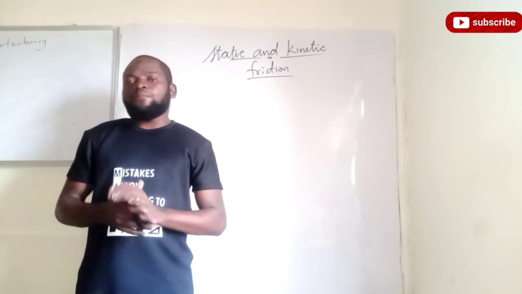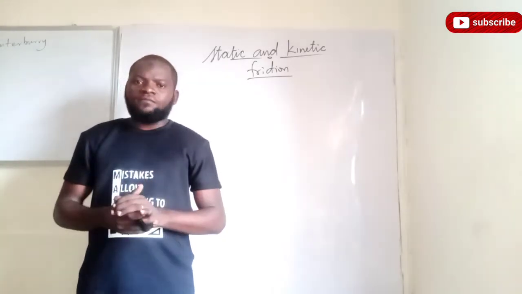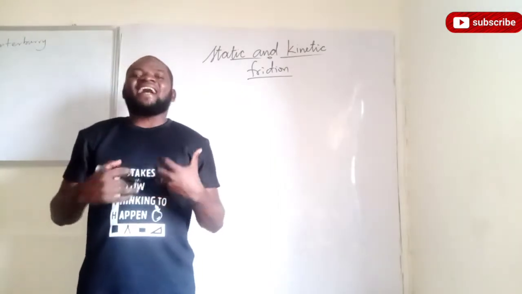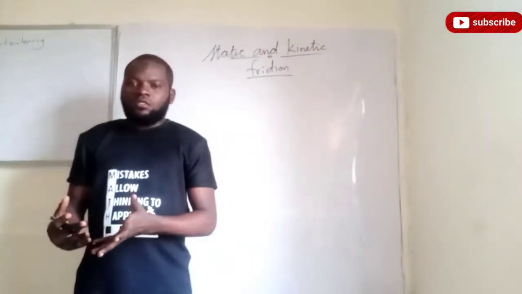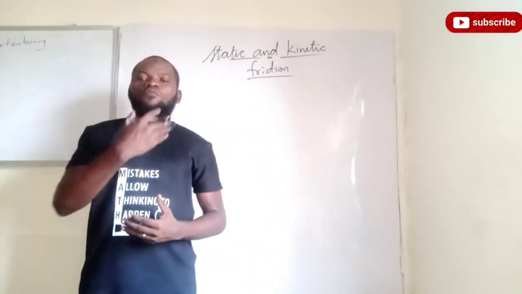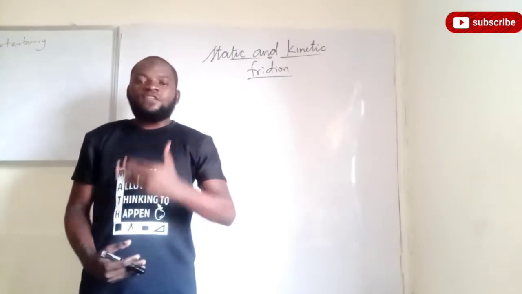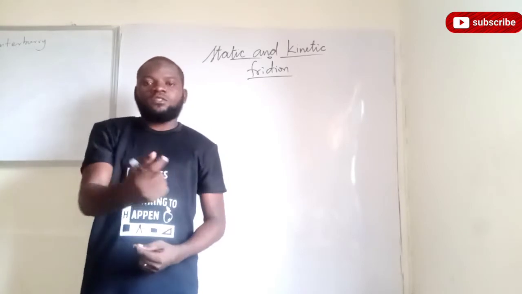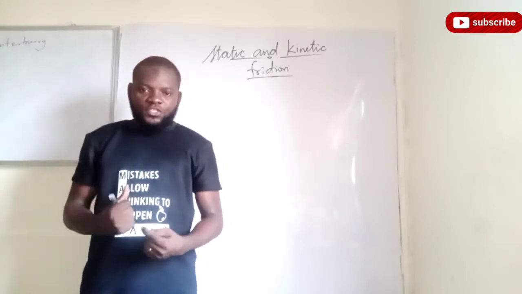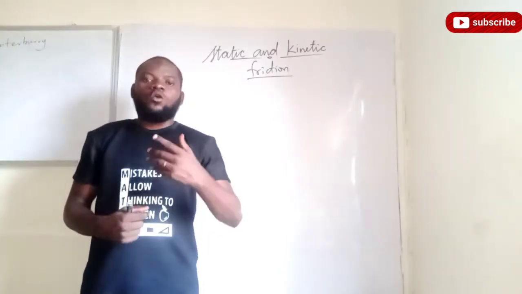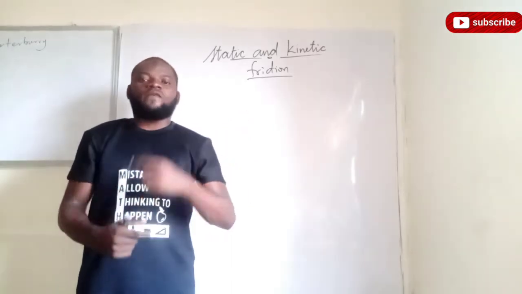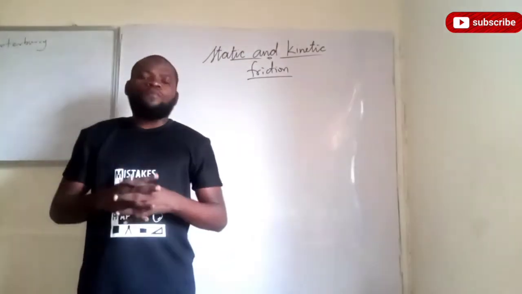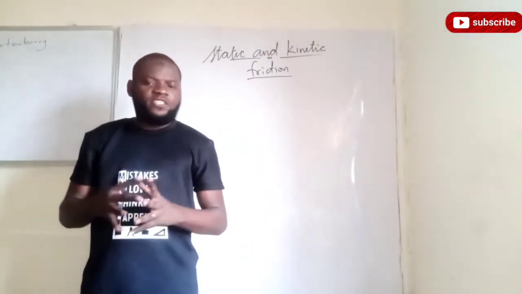So whenever the position of an object changes, that is, the body is said to be in motion, there is an opposing force that always opposes what? The motion of an object. That is, if the body decides to move forward, the force will cause the body to move backward. Are we together now? That force is always opposing the motion of an object, and that force is what we regard as friction. I'll be talking everything about friction in this video.